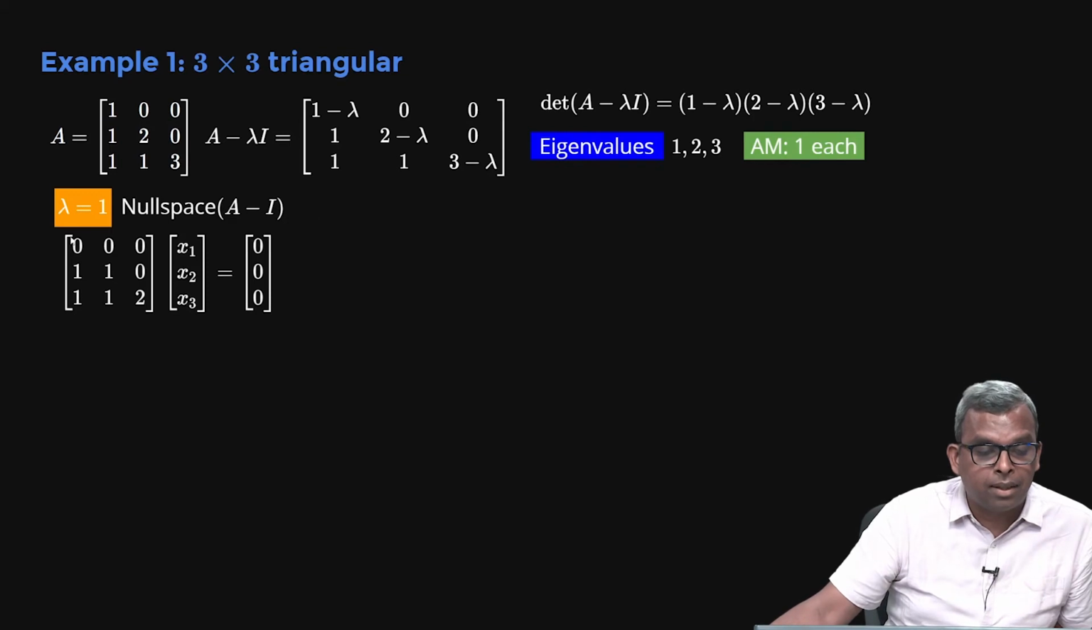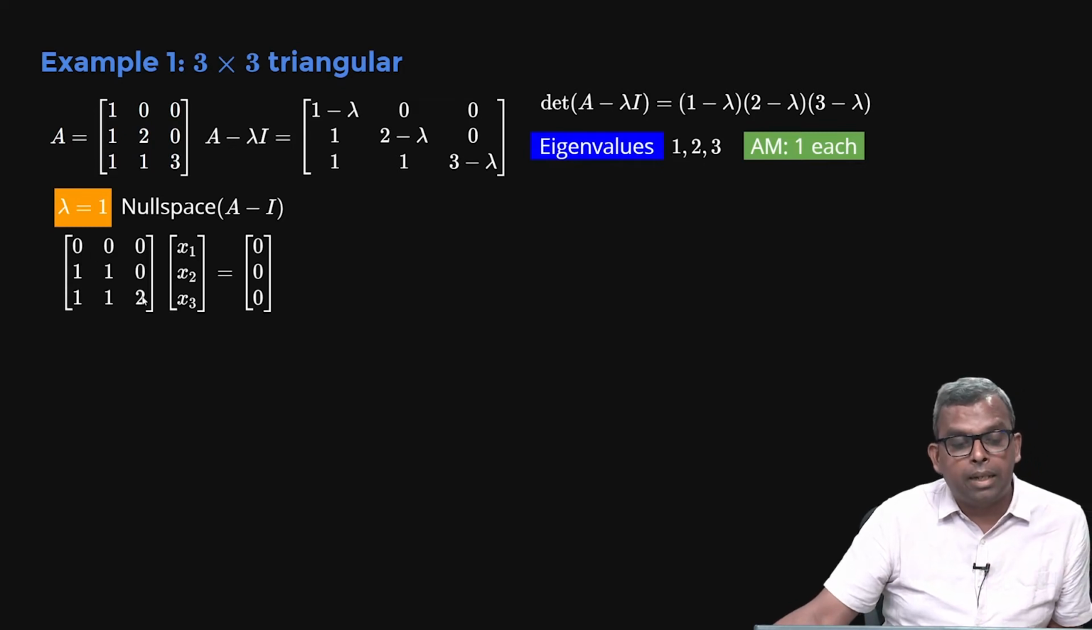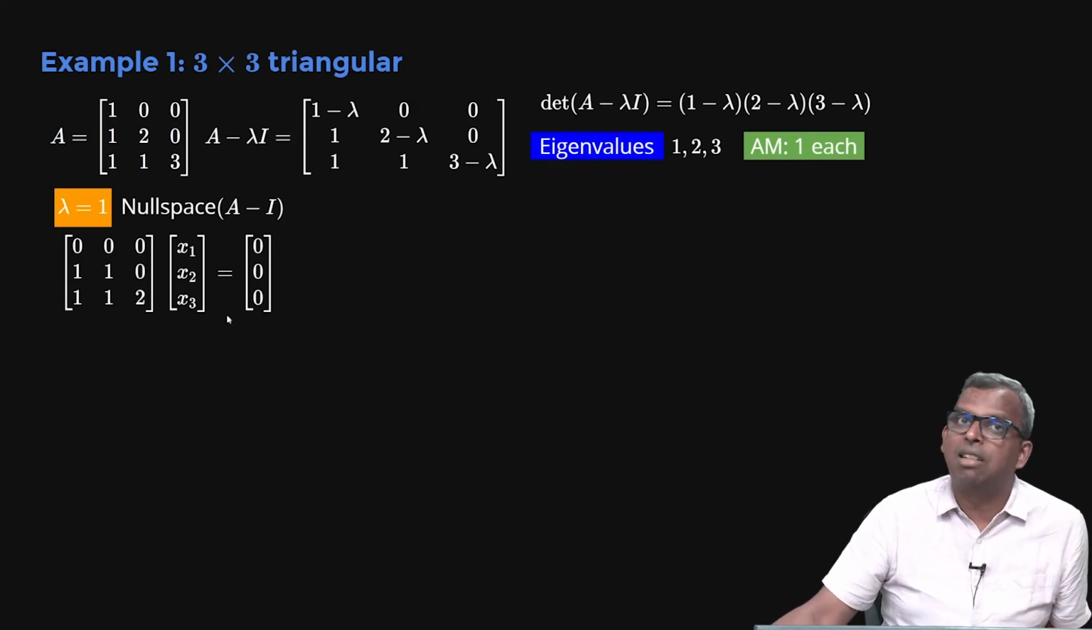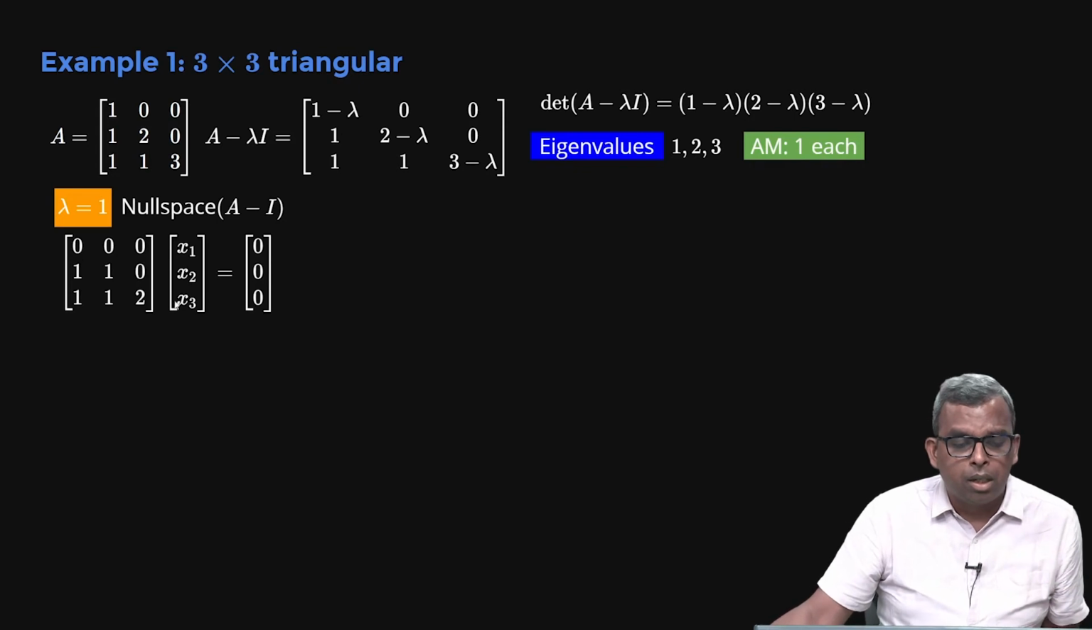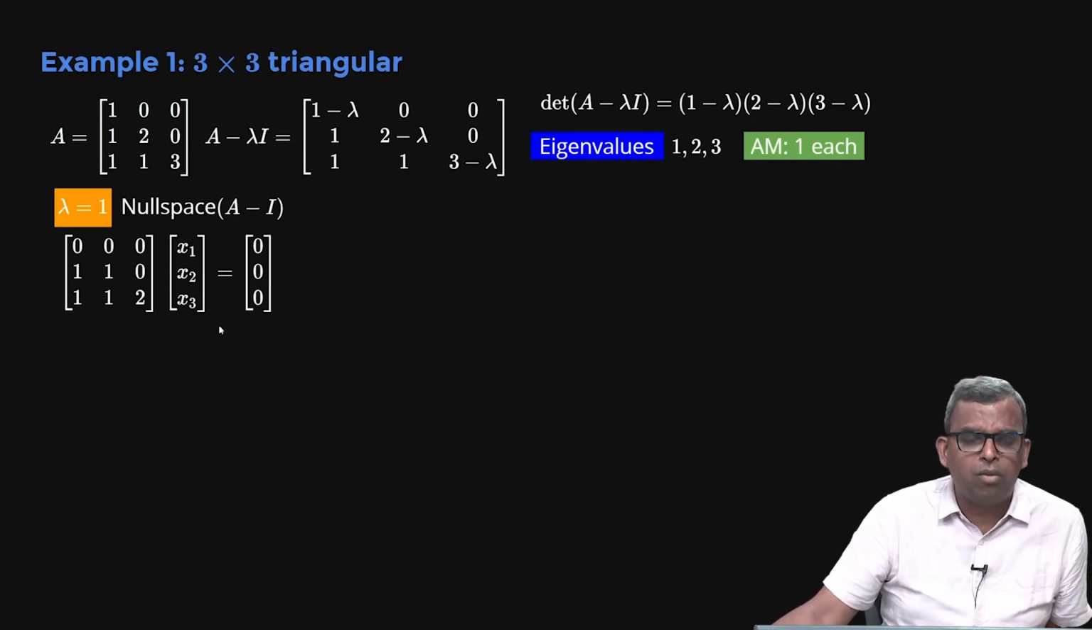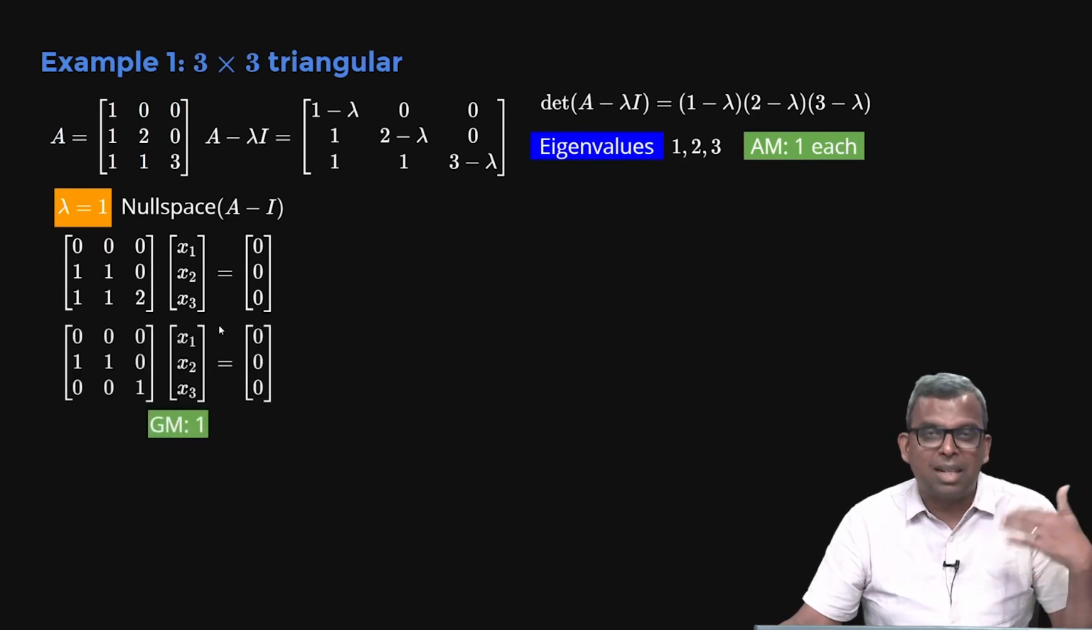A minus I is here 0, 0, 0, 0, 1, 2 on the diagonal, and then 1, 1, 1. The off diagonal elements remain the same. And you have to solve this equation. If you solve this equation, you get the null space, isn't it? x1, x2, x3 equals 0. So how do you solve it? You do elimination. So I've done this elimination very quickly.